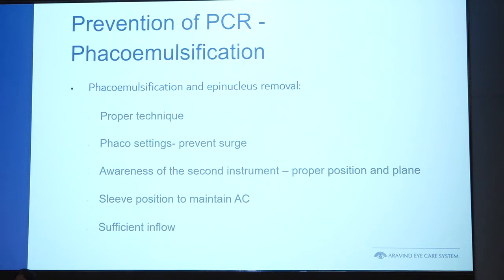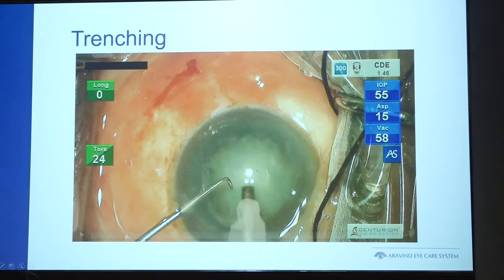Awareness about the second instrument is also very important. It should be in the proper position and plane, because the chopper can hit the CCC and tear it. The sleeve position to maintain the anterior chamber, do not come out of the wound, otherwise the AC could collapse, and you should have a sufficient inflow and the bottle shouldn't get over.